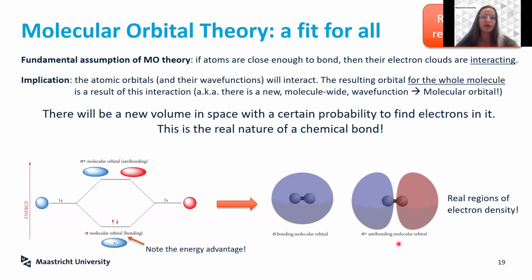This is the reason why it's called a molecular orbital. It does not belong to the atom anymore. It belongs to the molecule. So you will find a new shape, a new volume where you could place electrons. Within this volume, there will be a certain probability to find the electron. This is the real nature of the chemical bond and comes from this idea that you put the two things in interaction, then you will create new regions of electron density.